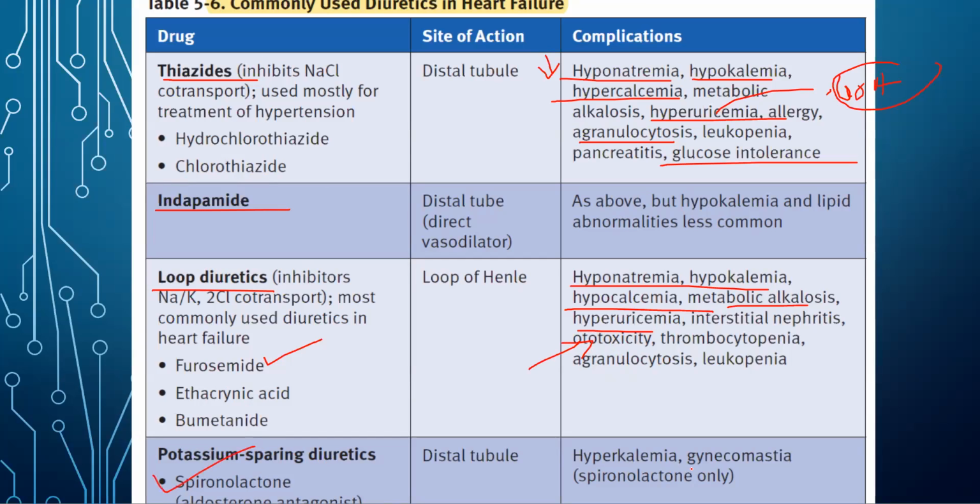The other one which is also very commonly used in heart failure patients is spironolactone. Spironolactone is a potassium sparing diuretic. All other diuretics cause hypokalemia, but this one increases potassium in the body. So the side effects are hyperkalemia and gynecomastia. It is very important that if someone comes to you with gynecomastia and that patient is on spironolactone, you should always think that spironolactone is the cause of gynecomastia. Okay, the most common drug cause of gynecomastia is spironolactone. And then digoxin.